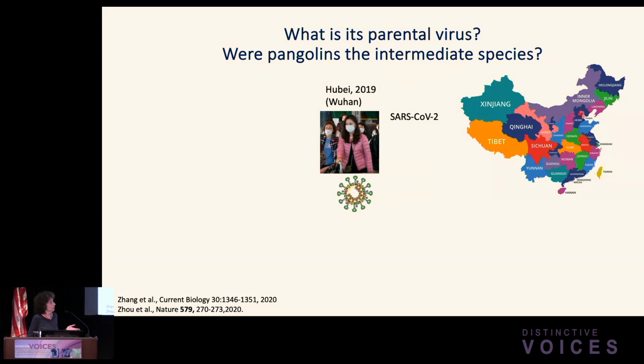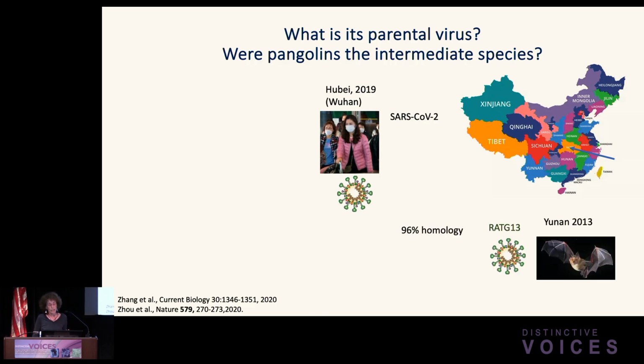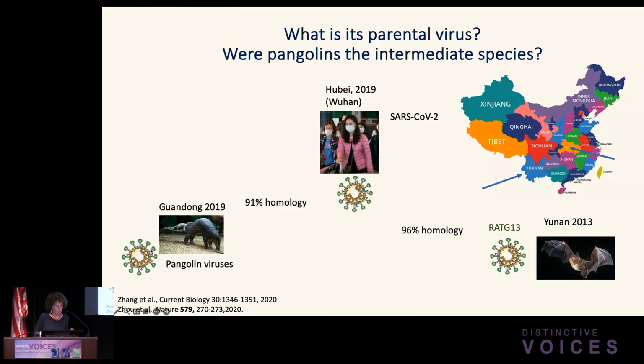So this is some of the work that was done early on to figure it out. SARS-CoV-2 first arose in humans here in Hubei province in Wuhan, China. One of the viruses that was thought to be perhaps a precursor was something called RATG13, which came from Yunnan, which is over here, not so close, because it had very high homology by the RNA genome to SARS-CoV-2. Then there were viruses isolated from pangolins in Guangdong, which is where the first SARS came from, that also had some homology, not quite as much.